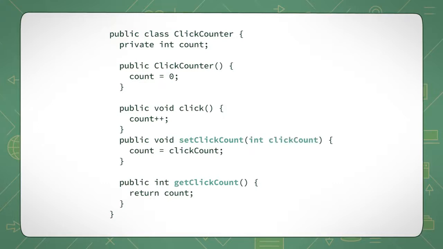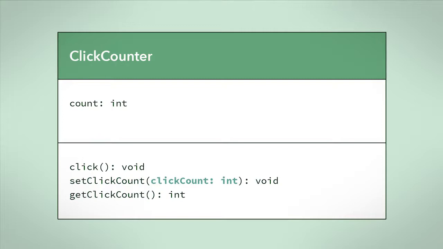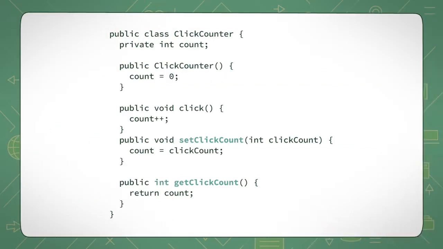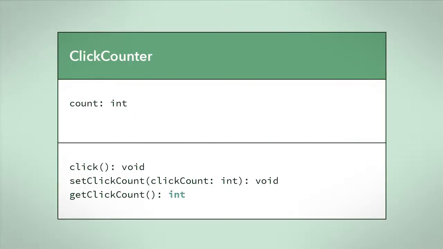SetClickCount takes a parameter. Therefore, we will include the parameter list, specifying the parameter name and its type. GetClickCount has a return value. Therefore, we also have to specify the return type.